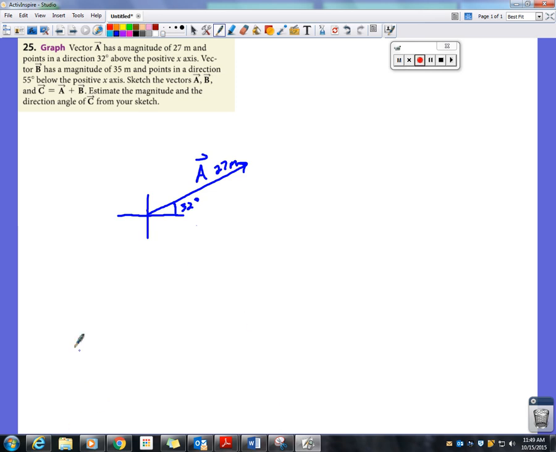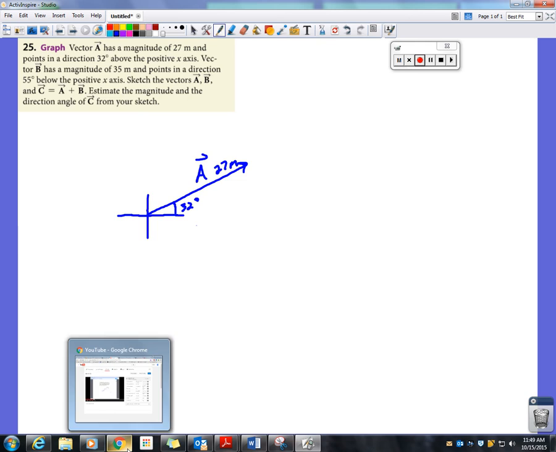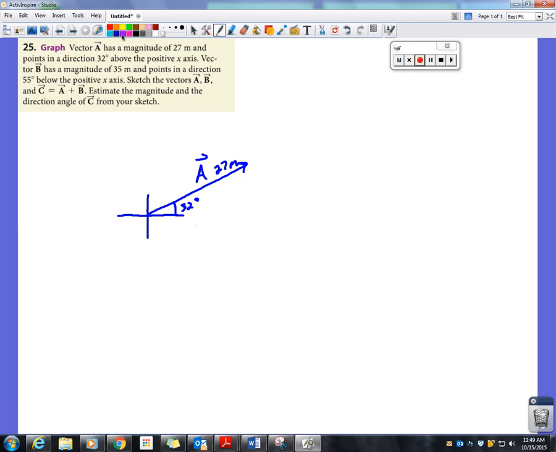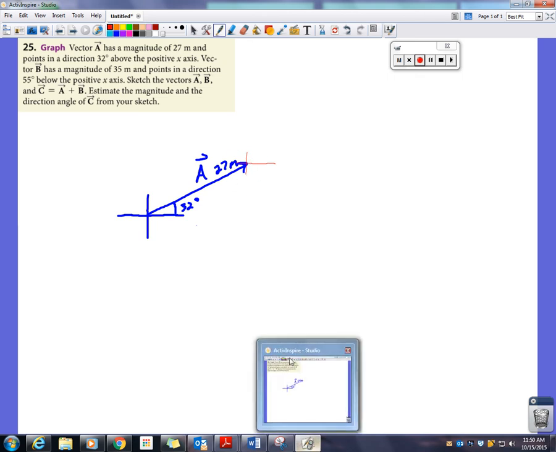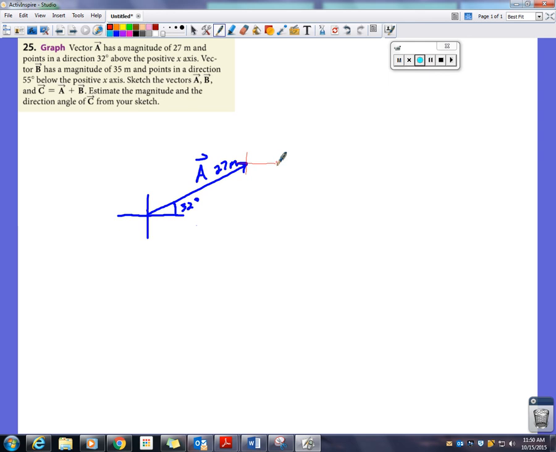And then our second vector has a magnitude of 35 and points in a direction 55 degrees below the positive x-axis. So let's use a different color for this one, let's say red. And remember that when we're combining two vectors, we have to draw them connected head to tail. So we're going to start drawing this next one right here. If you need to, draw another imaginary little compass right here. And it says 55 degrees below the positive x-axis. So again, here's the positive x-axis, and we're going to go 55 degrees below that, or south of it. So it's kind of like south of east.